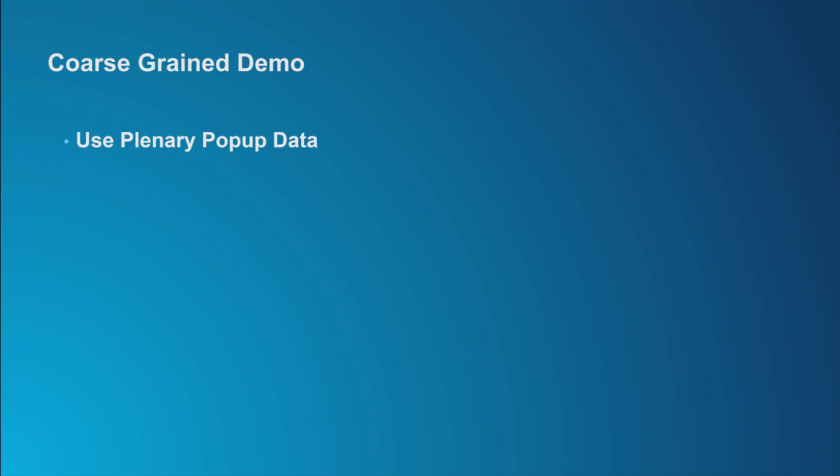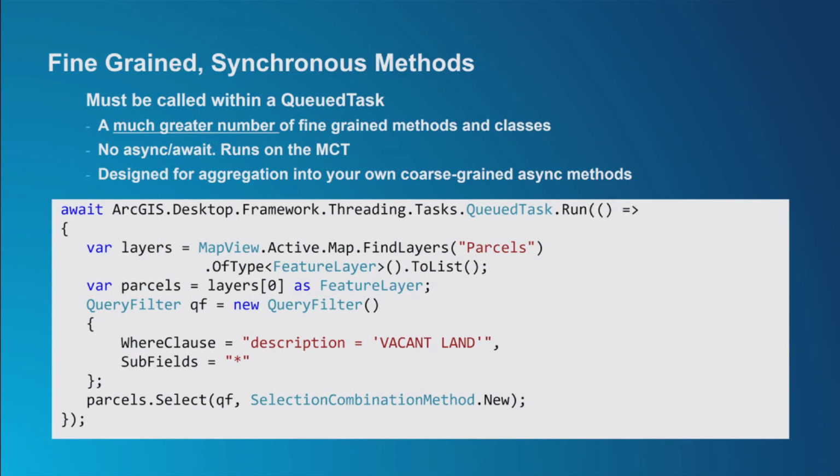So now let's go back to the slides. Here are some fine-grained synchronous methods. These must be called from within the QueuedTask context. There is a much greater number of fine-grained methods and classes. There is no async and await semantic here. Everything runs on the MCT, the main CIM thread, or the main cartographic information model thread. These methods are designed for aggregation, and you can aggregate those into your own coarse-grained asynchronous methods.